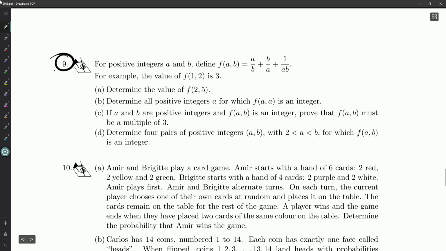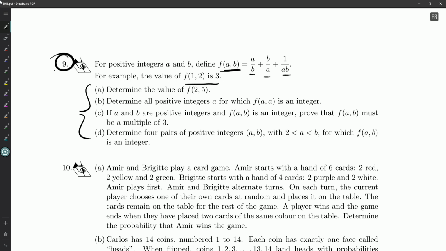Okay, so what have we got here? Looks like 4 different parts, all of them, of course, written this late in the contest. But what have we got? For positive integers a and b, we've got a function f of a, b is a over b plus b over a plus 1 over ab. And as a quick example, f of 1, 2 is 3.